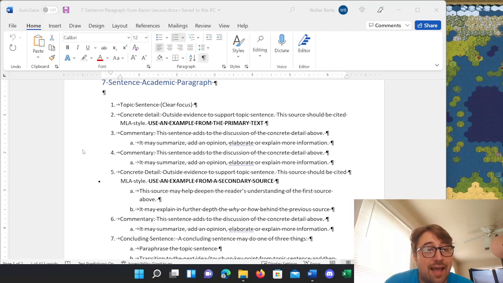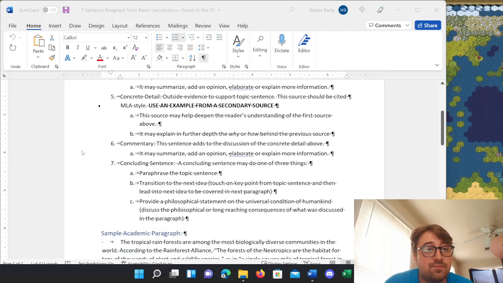Now, you also might add a second concrete detail in sentence 5. So if you don't think that one detail is enough, then you might add a second here to reinforce, right? It's better to have 2 sources than one, because with 2 sources, you're sort of double checking to see if more than one person believes that. So adding a second detail, a second set of evidence from an outside source. And then using some more commentary in sentence 6, some more commentary explaining that evidence, that detail.